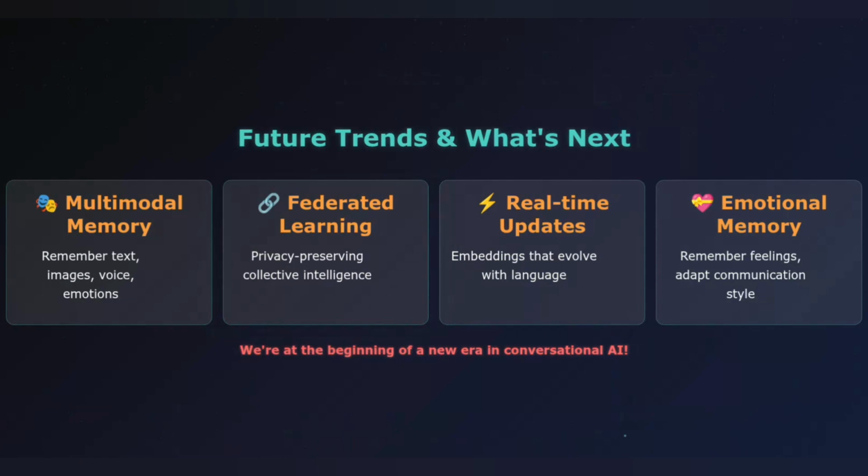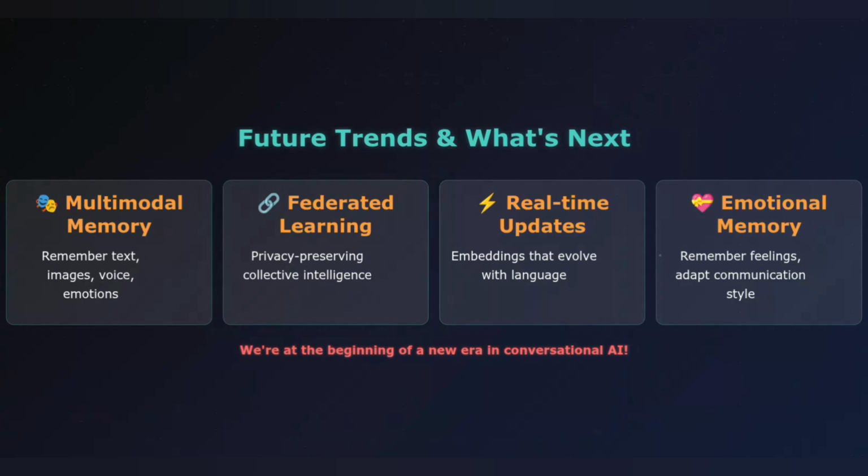Before we wrap up, let's peek into the crystal ball and see where this technology is heading. Multimodal memory. Soon, chatbots will remember not just text, but images, voice tones, and even video interactions. Imagine showing a chatbot a photo and it remembering similar images from months ago. Federated learning. Privacy-preserving techniques will allow chatbots to learn from collective experiences without accessing individual user data.